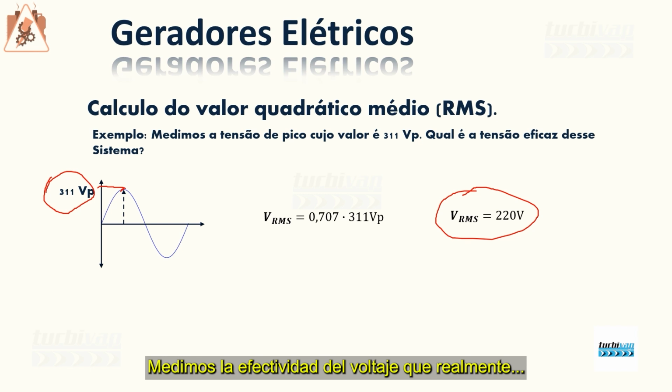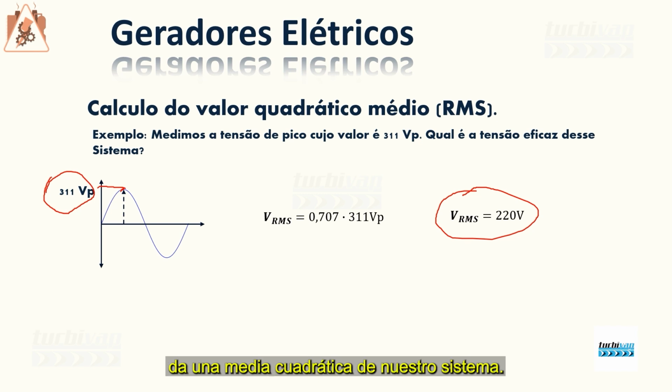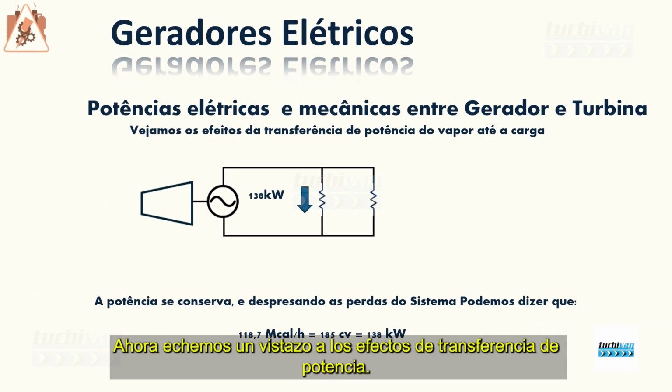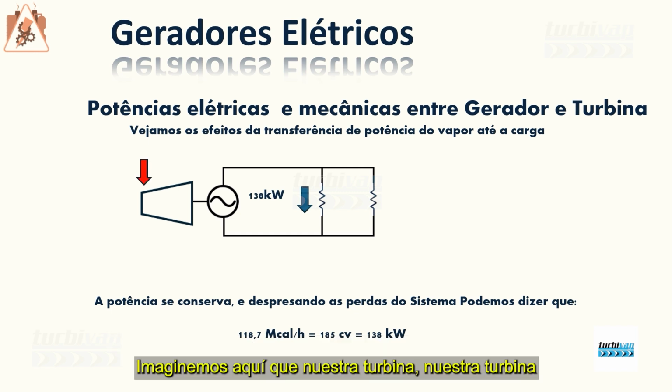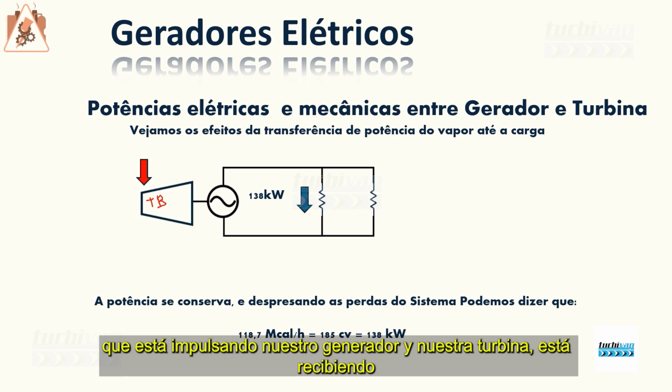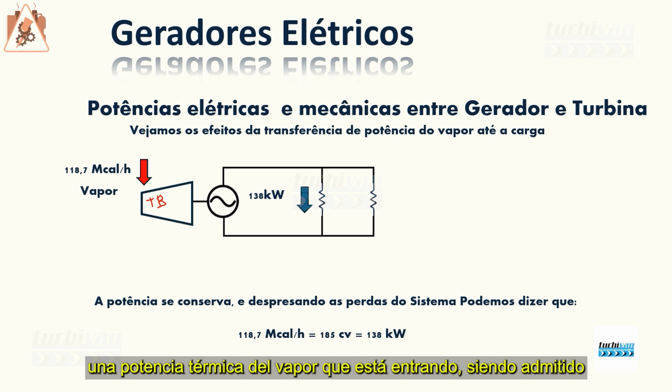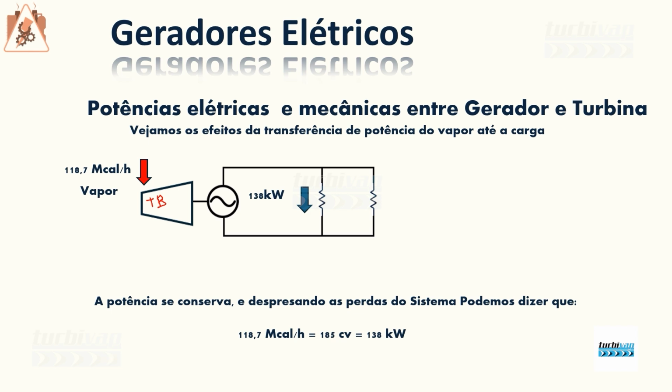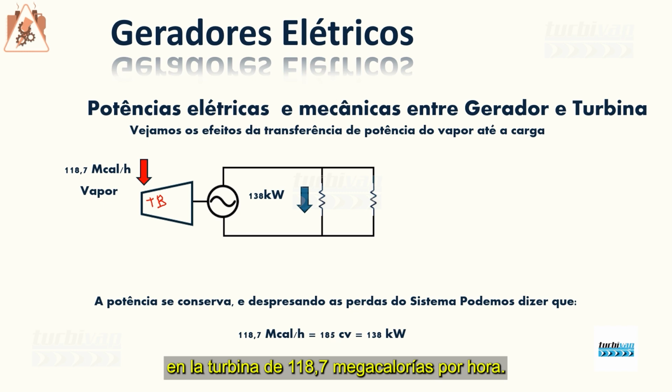So let's take a look here at the power transfer effects. Let's imagine here that our turbine, which is driving our generator, is receiving thermal power from the steam being admitted in the turbine of 118.7 megacalories per hour. We are imagining a completely hypothetical turbine. Can it fully deliver this thermal power to the shaft of my generator? So I'm going to deliver it here to the generator shaft, okay.